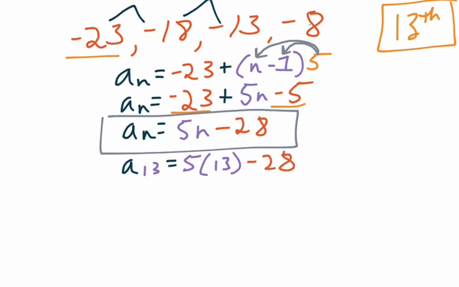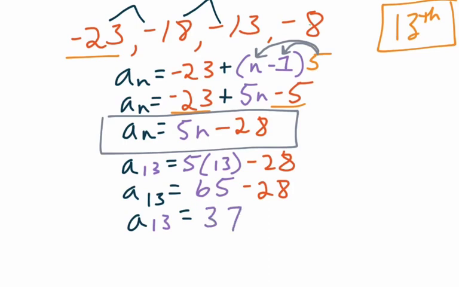All right. Moving a little quicker right over here. a sub 13 equals 5 times 13, which should get you 65. You can calculate that if you want, or just skip count your 5. 65 minus 28 should get us our 13th term in this sequence. 65 minus 28, you subtract that out, you're going to get 37. So the 13th term in this sequence, if it continued, would be 37.